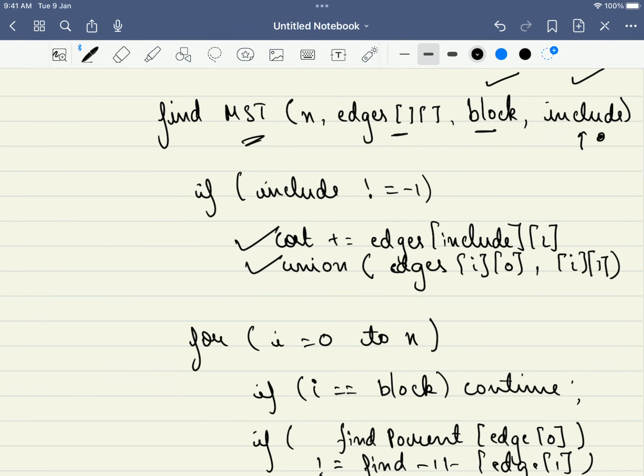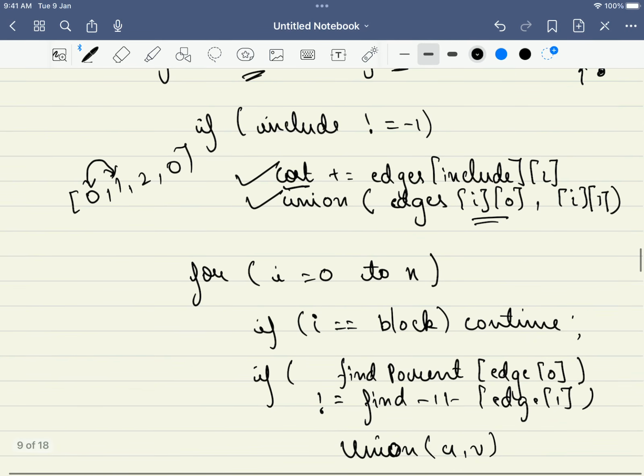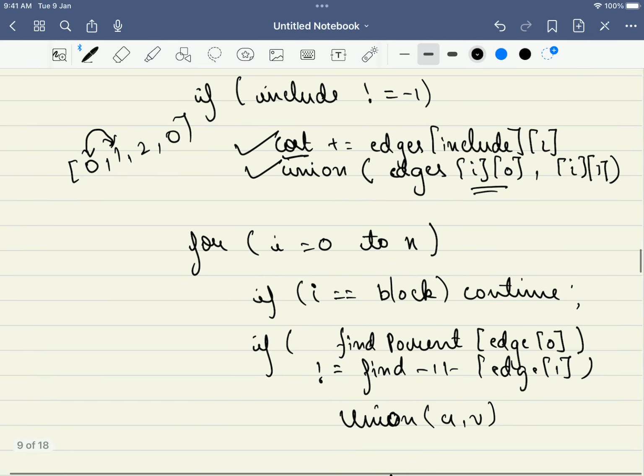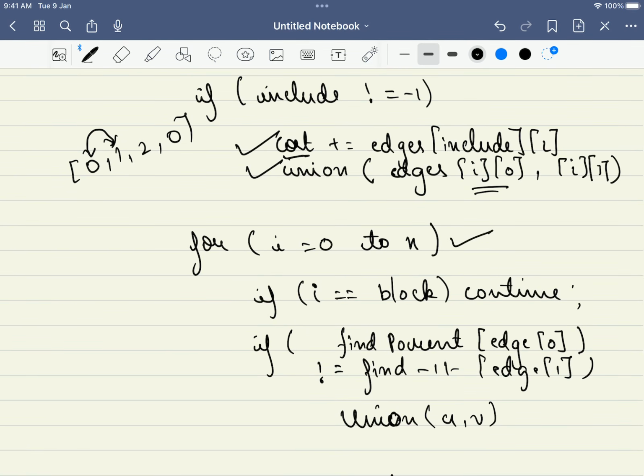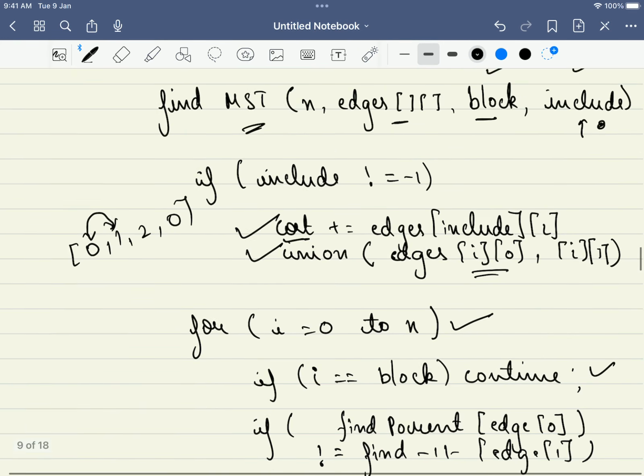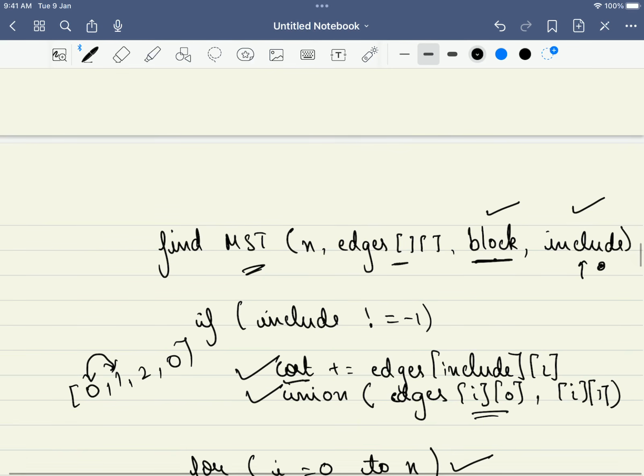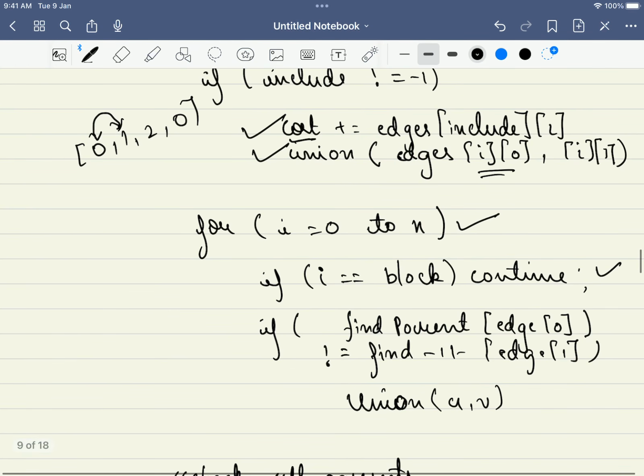So if it is not equal to -1, the first thing that we will be doing is the union of that edge. Suppose this is the path, then we will do the union of this first and we will be increasing the cost. Then only after that we will be checking for all the edges if that particular edge is blocked or not. We have a blocked index also. We will check that the particular edge is not blocked.